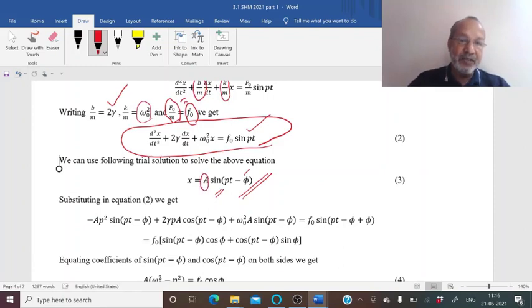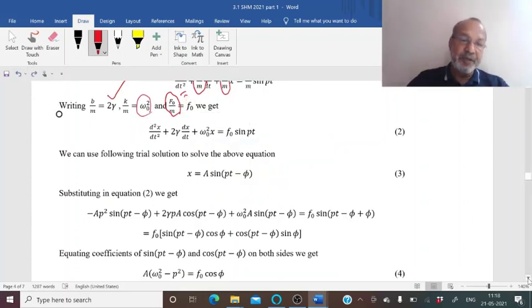Suppose the amplitude of oscillation is A. So this is a trial solution, and if this is a genuine solution, then we will be able to find what this A and this phi are. If we are able to do that, then this trial solution is actually the solution of the differential equation. That is the technique we are using here to solve this second order differential equation.